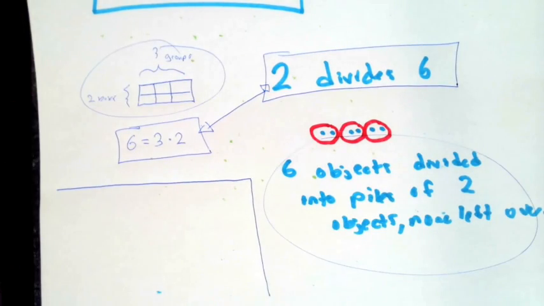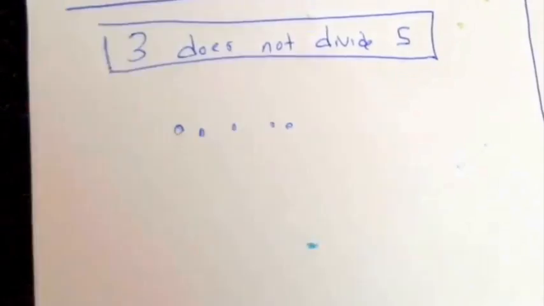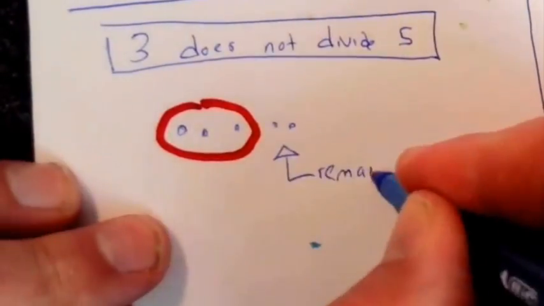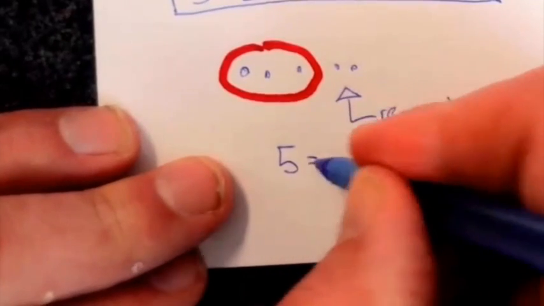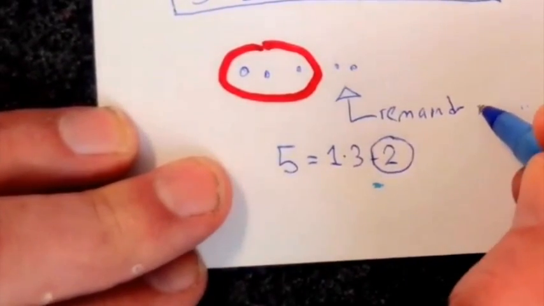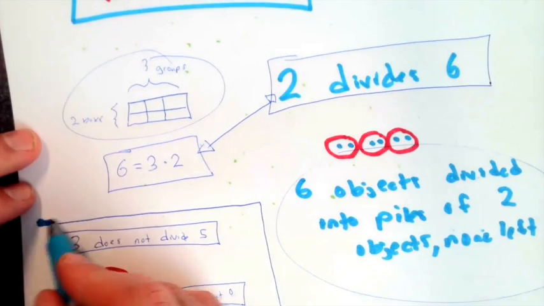3 does not divide 5. Why not? If I have 5 things, and I say I'm going to do groups of 3, I have 2 left over. And as you know, that 2 is called the remainder. So I would write 5 is equal to 1 times 3 plus 2, but there's this remainder that's not 0. It turns out this concept, the notion of divisibility, is really important in mathematics.